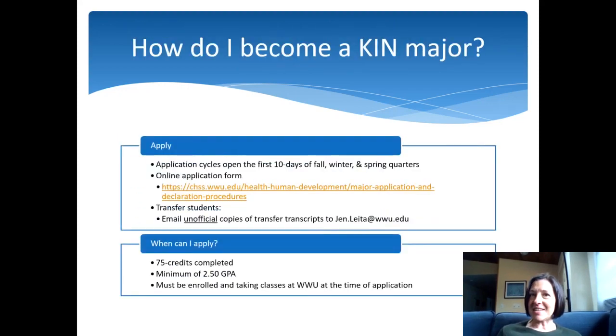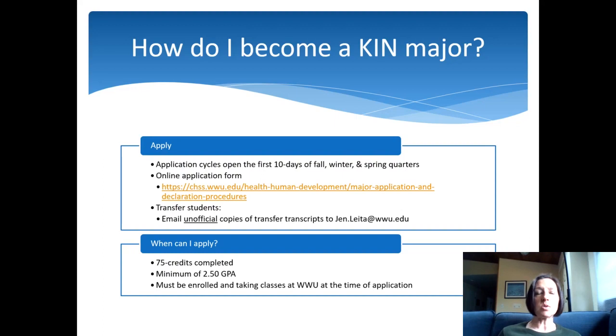So how does one become a kinesiology major, or when can someone start taking kinesiology major classes? Kin major classes, anything that starts with the letters KIN, those are restricted to students who have already been accepted into the kinesiology major. So first step to becoming a kinesiology major is to apply. We accept applications for admission to the kinesiology major during the first 10 days of every fall, winter, and spring quarter. It's just an online application form that students complete, so it doesn't involve any essays or letters of recommendation.